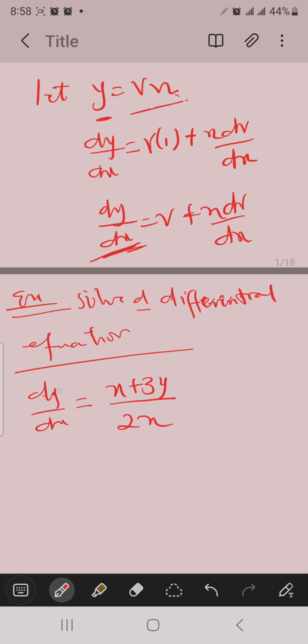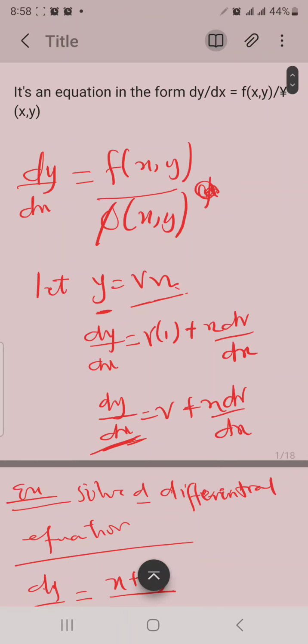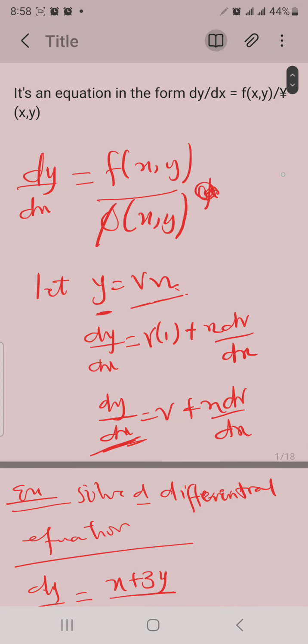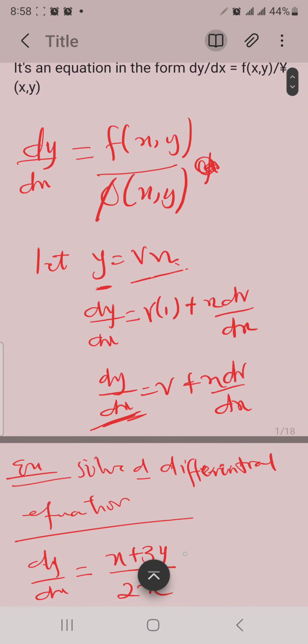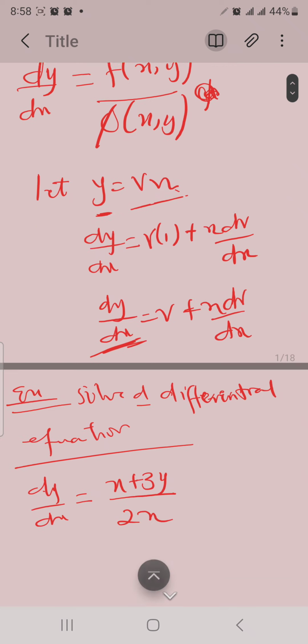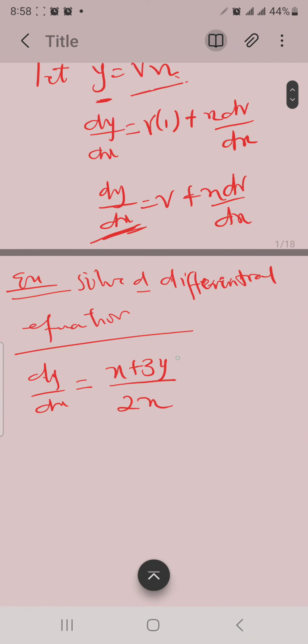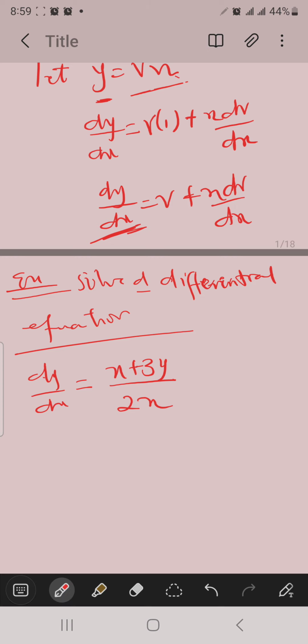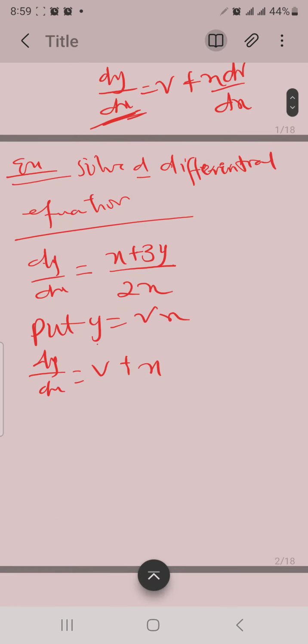We already have dy/dx equal to this from the question. It is in the form of x, y, and it must be in the form of dy/dx with a function of y and x. The first thing you are going to do is put y equals vx. Then we differentiate this y with respect to x, so we have dy/dx equals v plus x dv/dx.